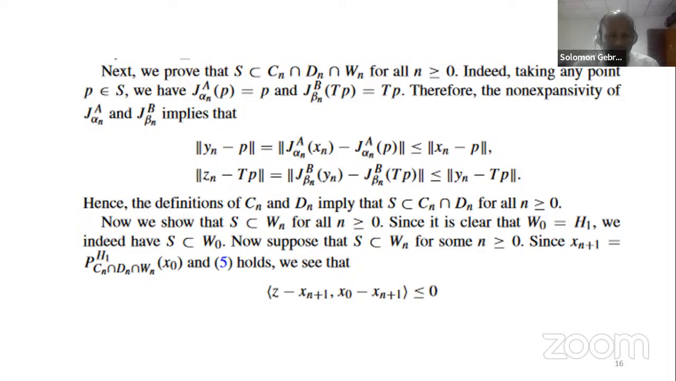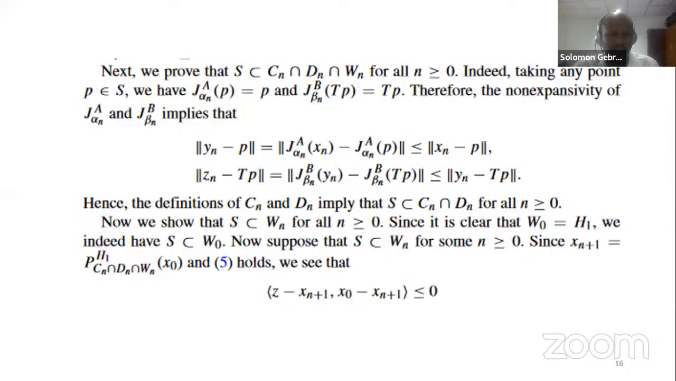To show this, we start with W0. We follow the principle of mathematical induction, so we start with n equal to zero. If n is equal to zero, from the definition of Wn, we can see that W0 is the whole H1. So S is a subset of H1, which is equal to W0.